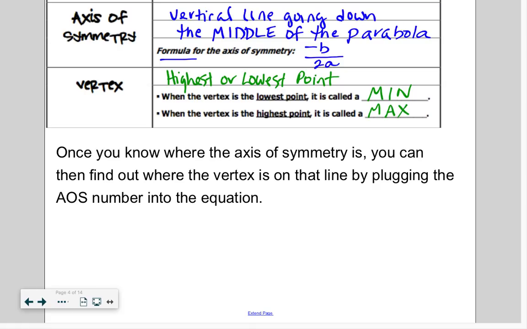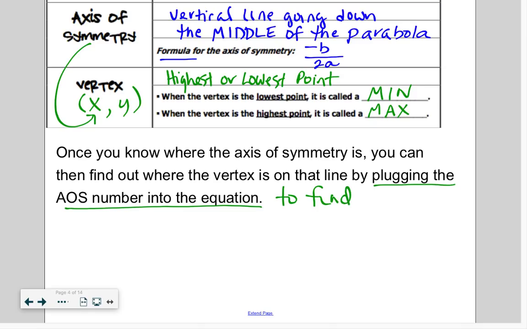And these two things are closely related because the vertex is always in the middle, and the axis of symmetry is always in the middle. So the x value of the vertex is going to be the same as the axis of symmetry. So once we find the axis of symmetry, we're going to take that number and plug it into the equation to find where the vertex goes.